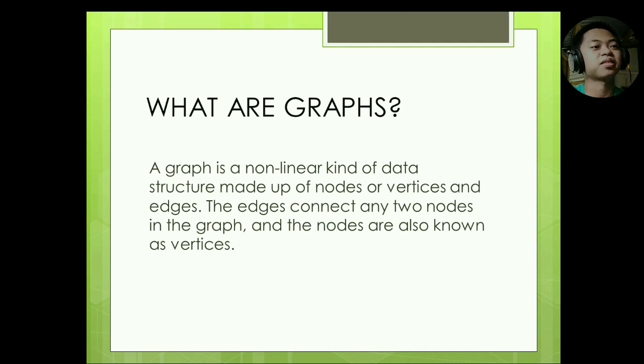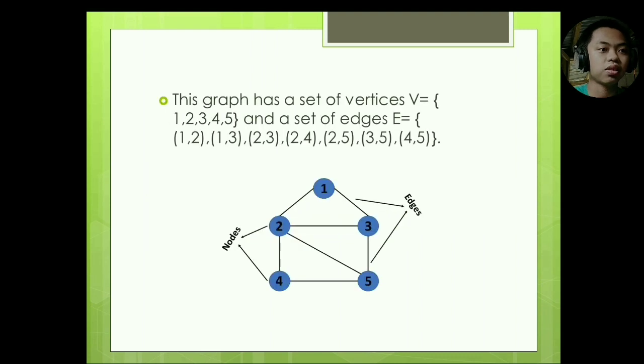What are graphs? A graph is a non-linear kind of data structure made up of nodes or vertices and edges. The edges connect any two nodes in the graph, and the nodes are also known as vertices. This is the example of graph.